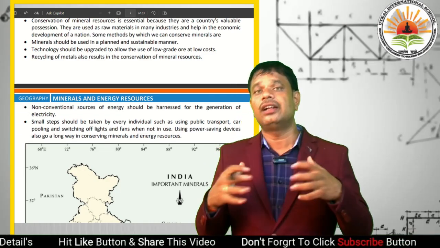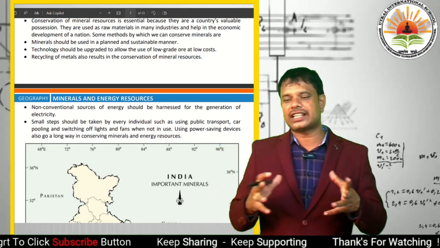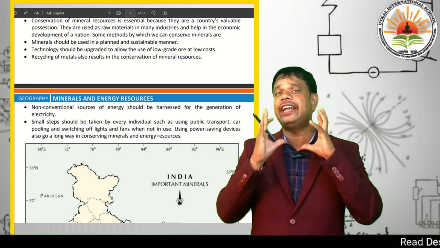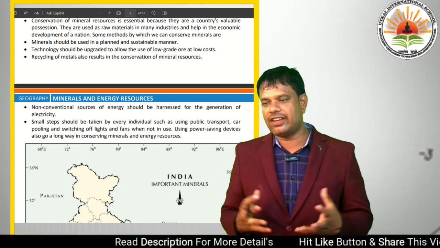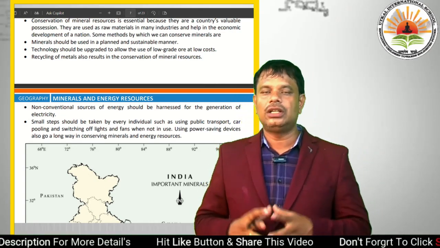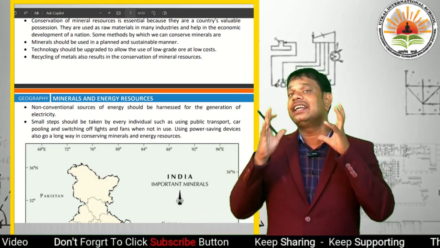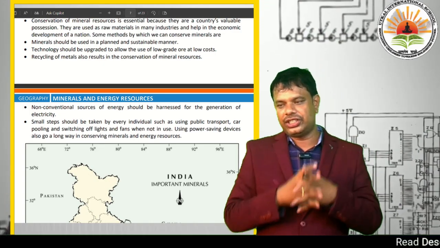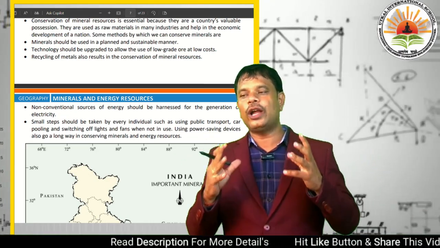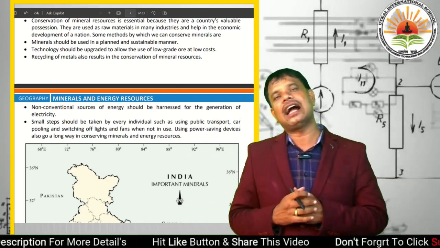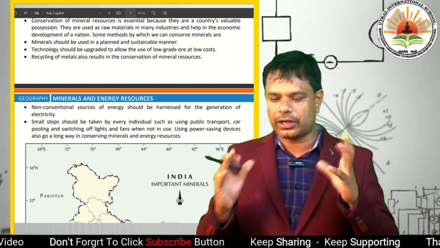Conventional sources can be harmful, so think about how we create our electricity. Small steps should be taken by every individual. Dear students, every individual should take a step by using public transport, carpooling and switching off lights and fans when they are not in use to conserve energy. Using power saving devices also goes a long way in conserving mineral and energy resources. It is very important. It is the duty of every person of our country.